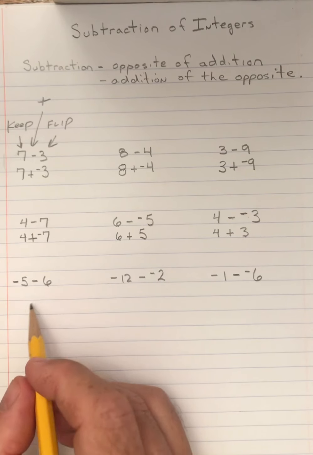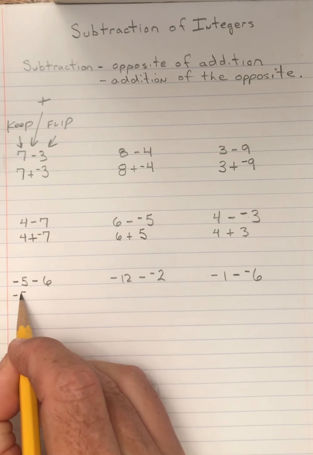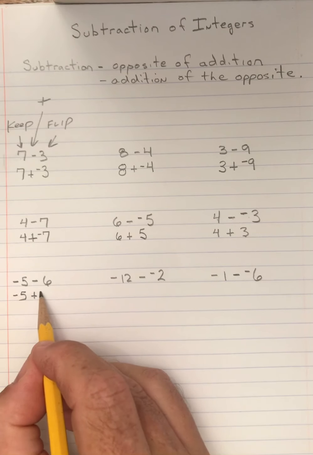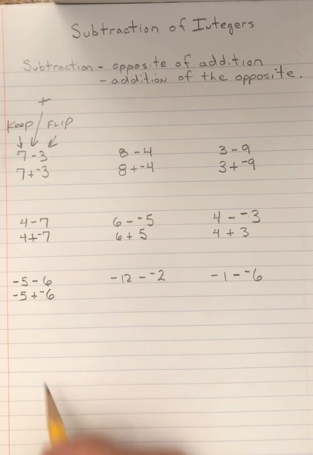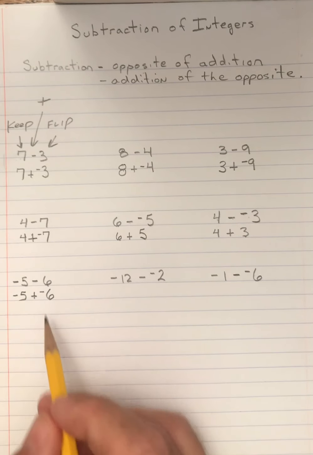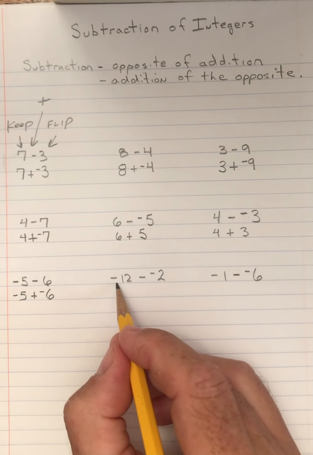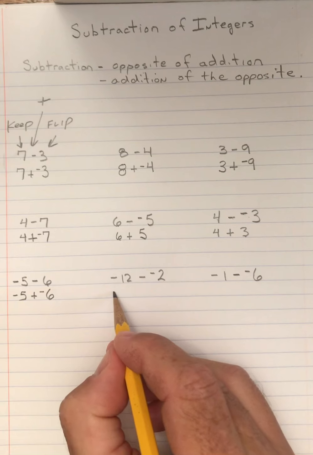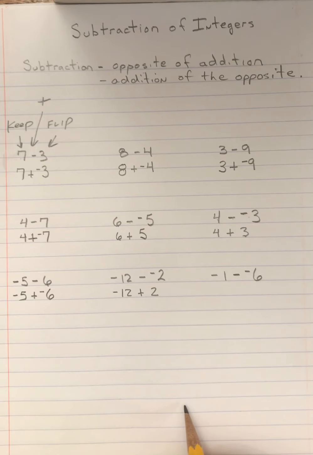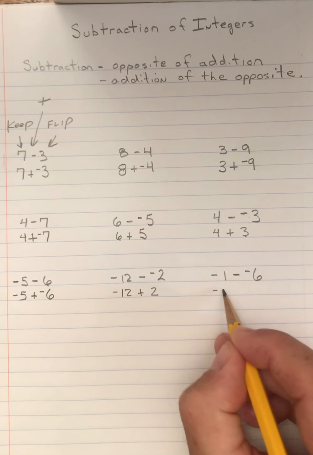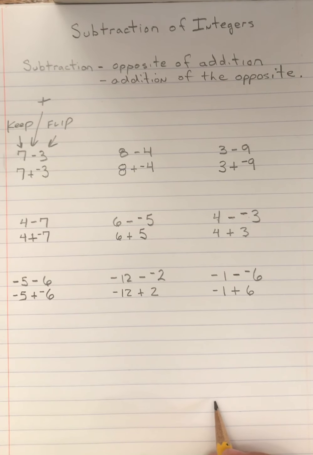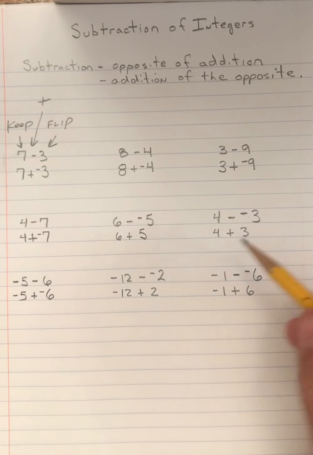Same thing here. -5 minus 6 becomes -5. Notice I leave this one. Change to addition, and change the second number to its opposite sign. -5 minus 6 becomes -5 plus -6. All right, same deal here. -12 minus -2 becomes -12 plus 2. Okay, -1 minus -6 becomes -1 plus 6. Now, this is just the act of changing them to addition problems.